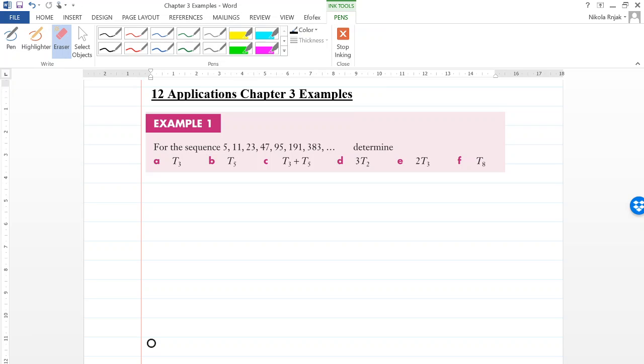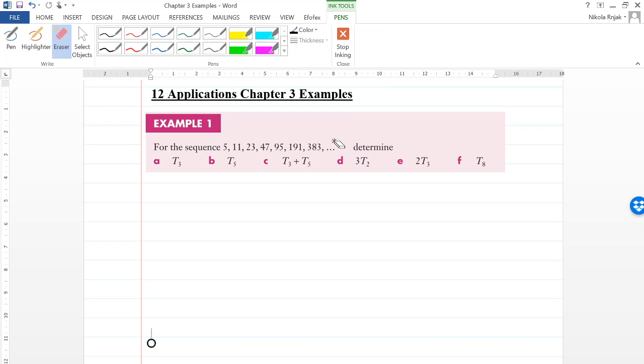So the pattern here is that to get the next number, you just take the current number, you double it, and then you add 1. Okay, so this works. If you double 5, you get 10. If you add 1, you get 11. If you double 11, you get 22. Add 1, 23, and so on and so forth. So all of these numbers belong to that particular sequence where to get the next term, you double the current term and you add 1.